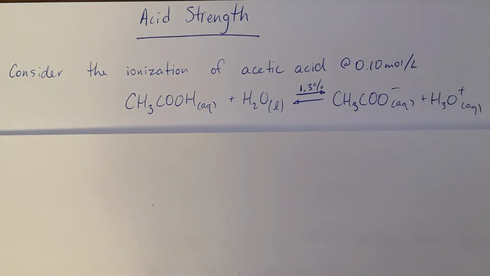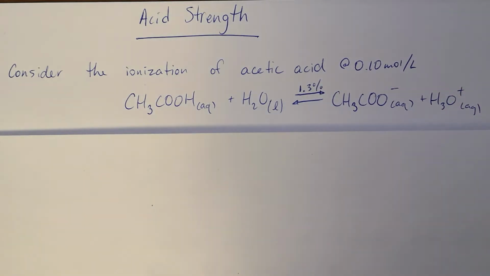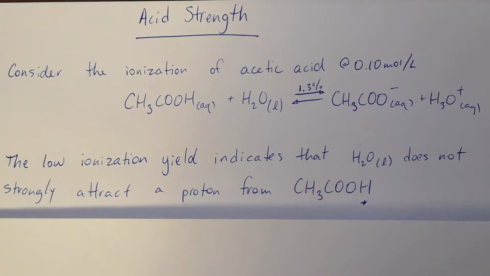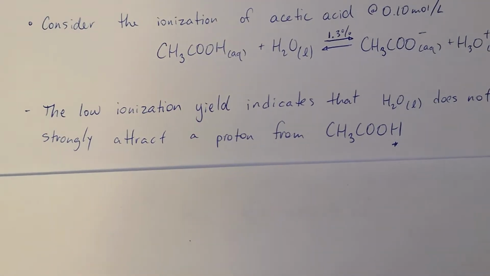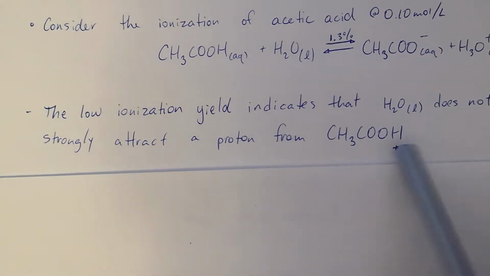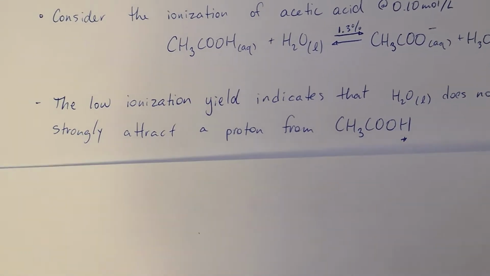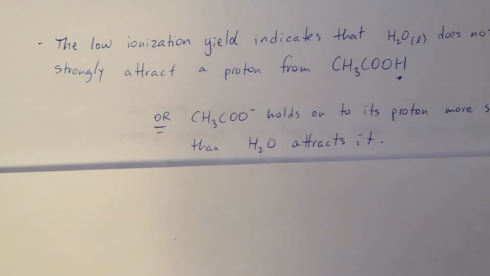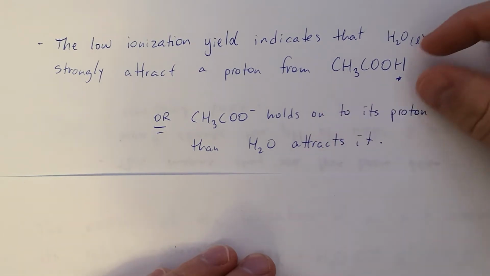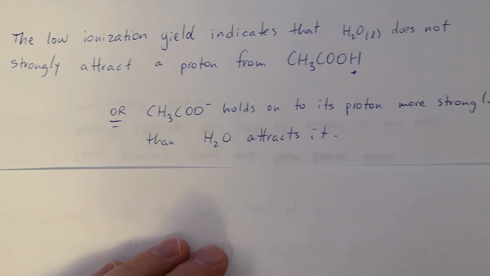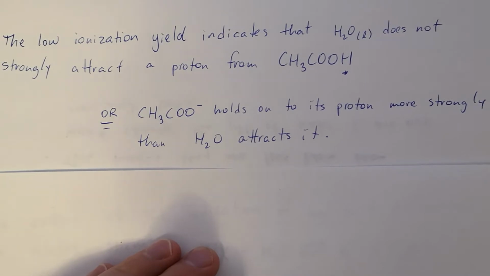Under standard conditions at this concentration, it only ionizes, excuse me, 1.3% of the water it comes in contact with, which isn't that much. Now, there's a couple ways we can interpret that. We can say that the water does not strongly attract a proton from CH3COOH, the acetic acid, and it would be this proton. That's why they write it like this. Okay. But another way of looking at it is that this part of the acetic acid molecule really strongly holds on to its proton, more strongly than H2O attracts it.